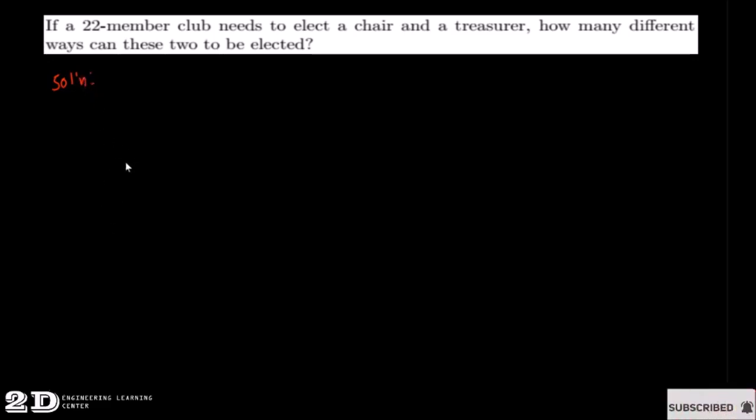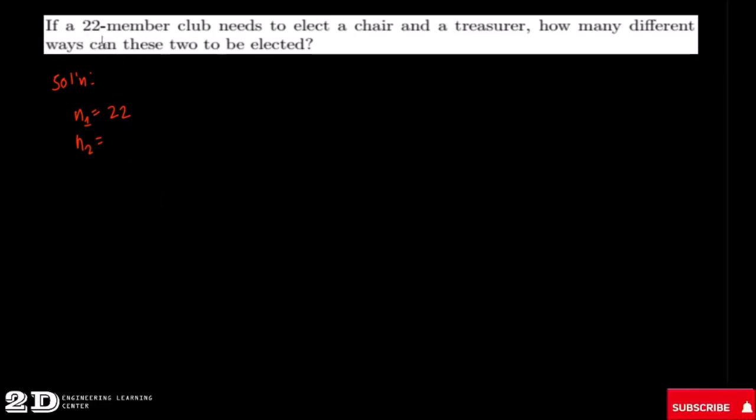So our first position to be elected is the chairman. So that will be our n sub 1. So for the chairman, how many members could we elect? We have 22 members. So that will be 22 ways. Now the second position will be for the position of treasurer, and how many members could we elect, or could we nominate? So that is the correct term. Could we nominate for that position?